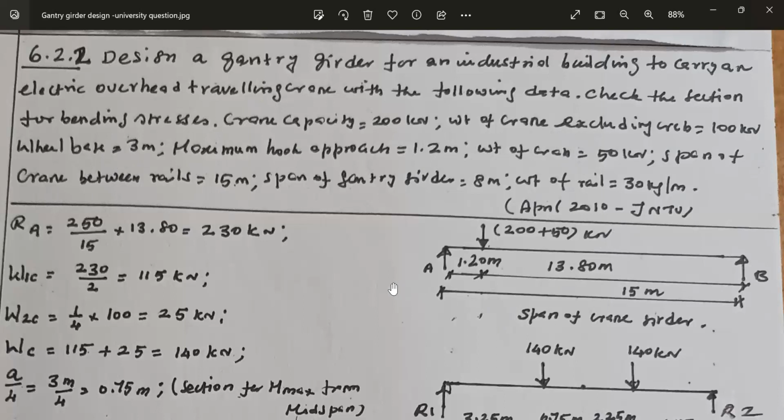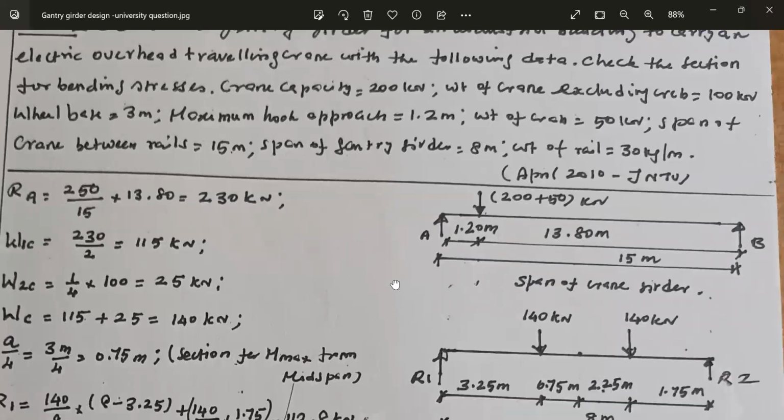If you take one industrial shed, let us say the width of the industrial shed is 15 meter. Then crane girder will be spanning along the width of the building. Gantry girder will be spanning along the length of the building. Here, length of the building may be in the order of 60 meter or 100 meter. Spacing of the column is 8 meters.